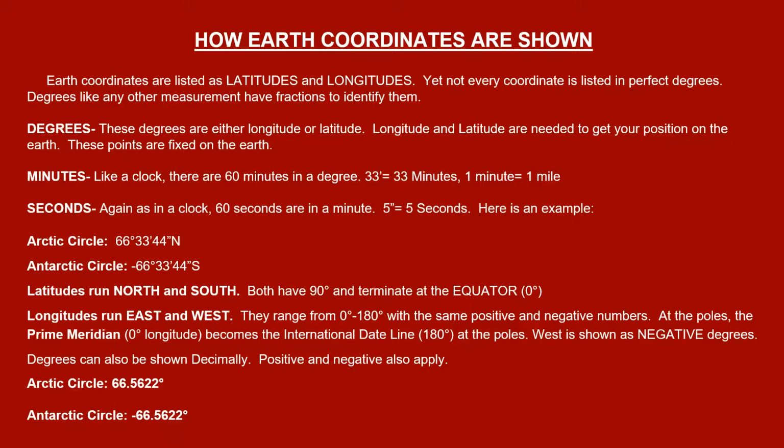Here you have again the Arctic Circle at 66.5622 degrees, and converse to the Antarctic Circle with the negative value. Now keep in mind that decimally 33 minutes would be the 33 divided by 60, which would give you the 0.56 measurement.